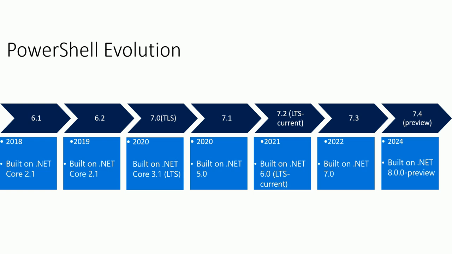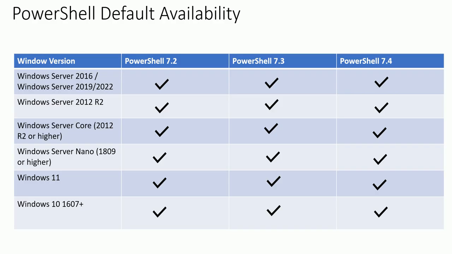Currently it is 7.4. And here is the PowerShell default availability, where you get PowerShell by default with the new version of your Windows or Windows Server. So with Windows Server 2016, 2019 or 2022 you will get 7.2, 7.3 or 7.4. So these PowerShell versions are already built into your Windows and Windows Server. If you are using Windows 11 or Windows 10, PowerShell is installed in your system by default. You just need to start using it.